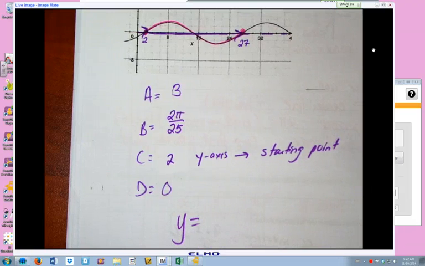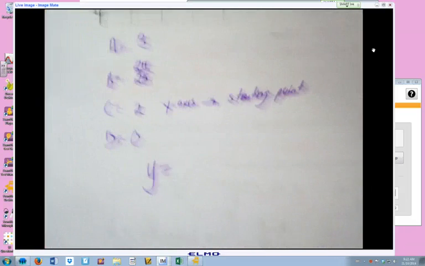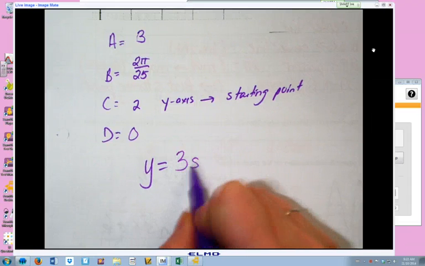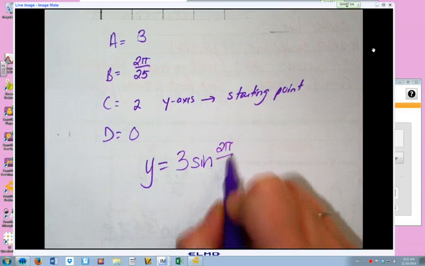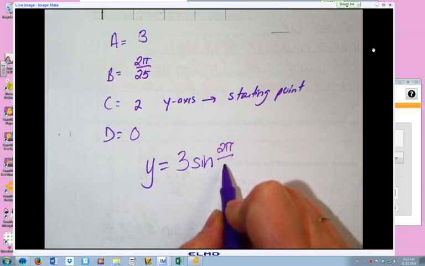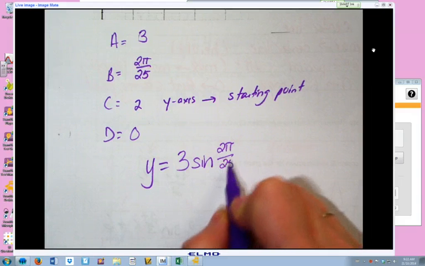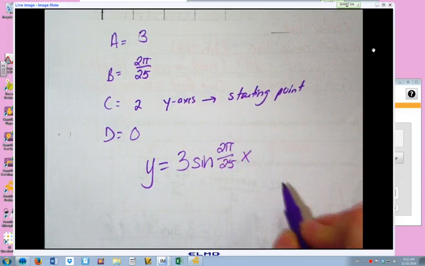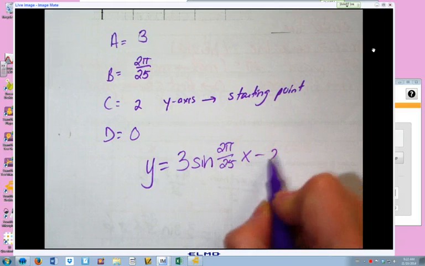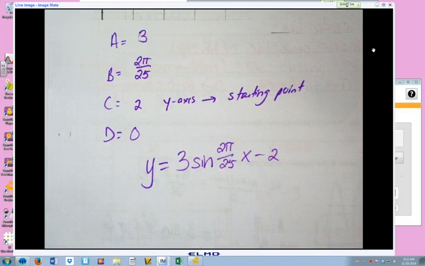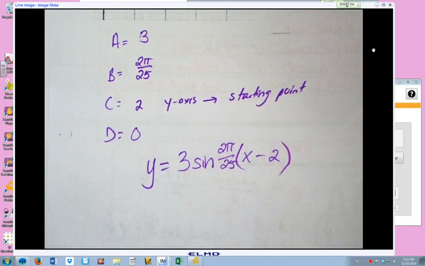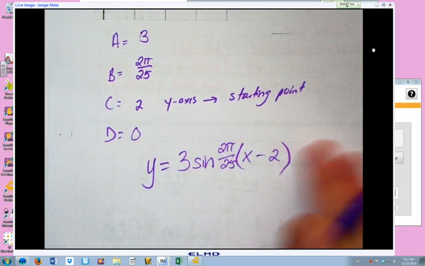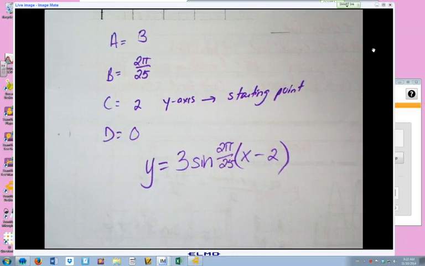Okay, we always start with y equals because it's an equation. What am I going to write next? If I don't put those brackets, what is this minus 2? It's the d value, so you have to have the brackets so that we know it's horizontal. Why is there nothing at the end here? Because it's plus 0. Who had it?